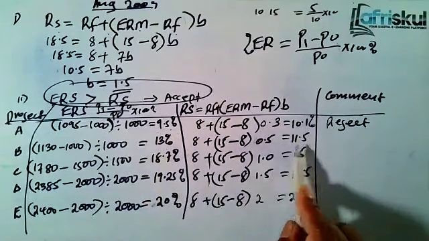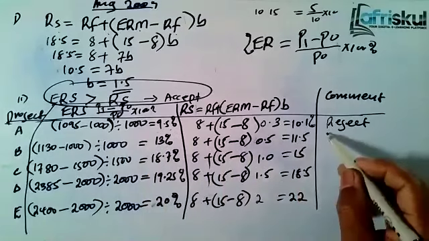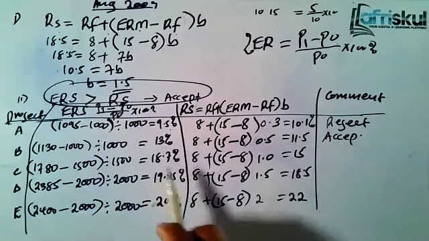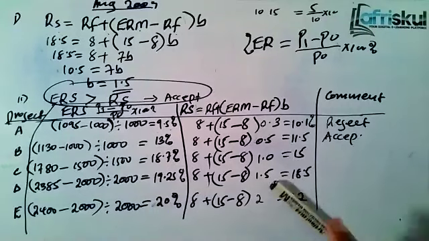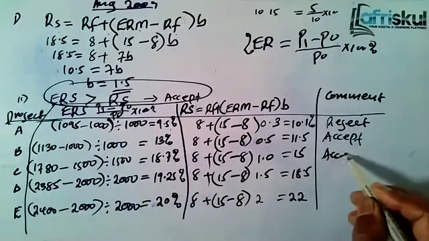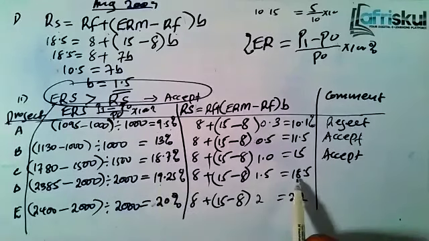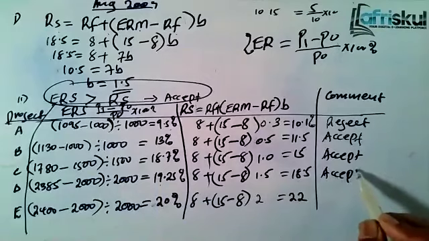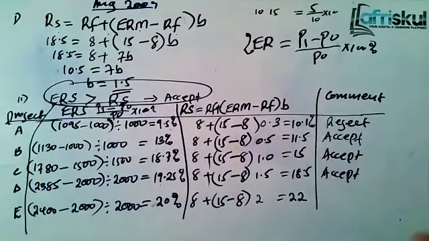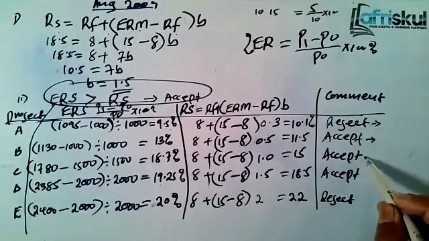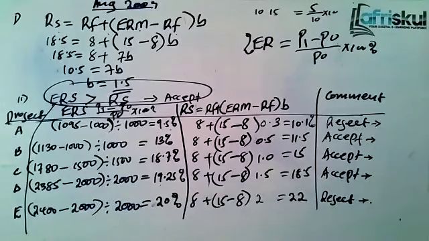13 and 11. So 13 is greater than this, so that one automatically we accept. 18 and 15, that one we still accept. 19 and 18, that one still we accept. The expected is greater than the return of the security. Then we have 20 and 22. That one we should reject. And if you reject, what does it mean? We come to interpret that one later. Remember, we said that when the security is undervalued or when it's overvalued.